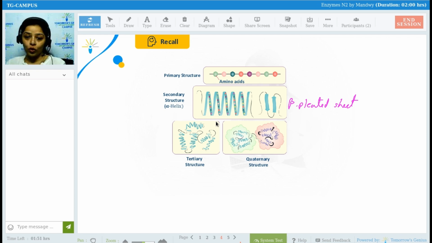Chalo. So alpha helix is the right-handed screw or helical structure. The main difference is that in the pleated sheet, the polypeptide chain is held by side-by-side hydrogen bonds, whereas in the helix, the polypeptide chain is held by hydrogen bonds internally. Here, the hydrogen bond is present internally. Here, the hydrogen bond is present side by side. That's it.